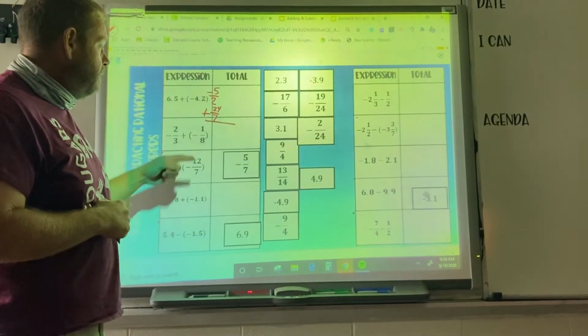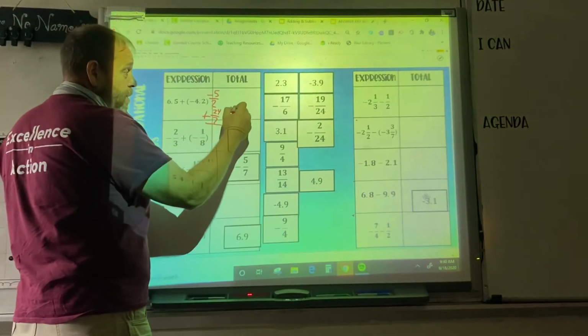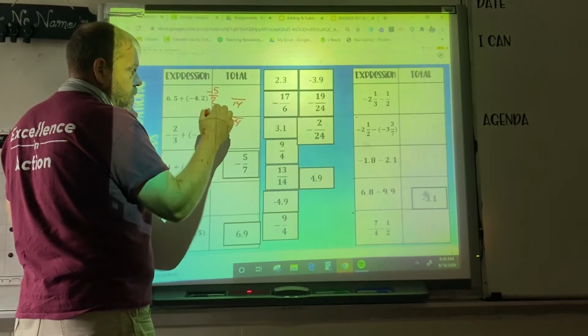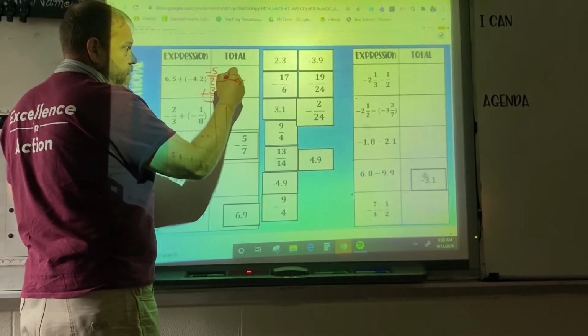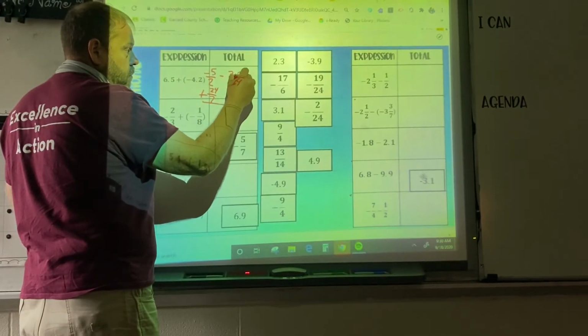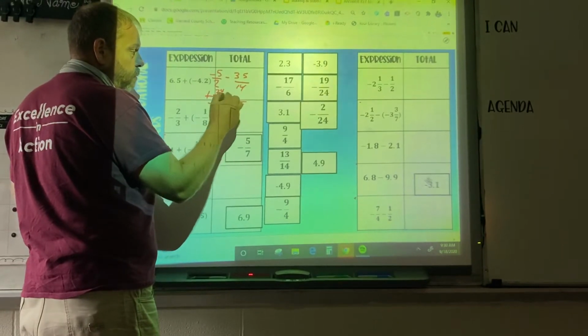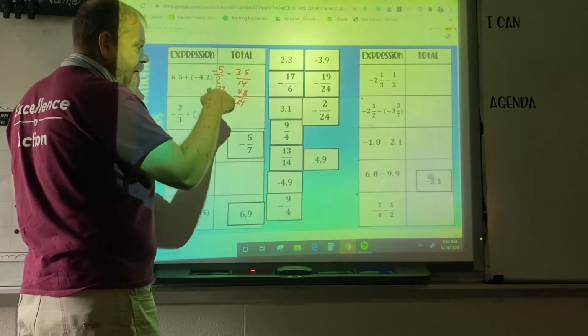So I've got to find the least common multiple. The least common multiple of 2 and 7 is 14. 2 will go into 14 7 times, 7 times 5 is 35. 7 will go into 14 2 times, 2 times 24 is 48. And I'm going to add those together.